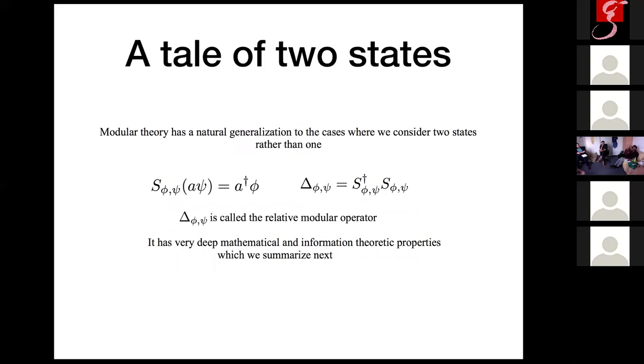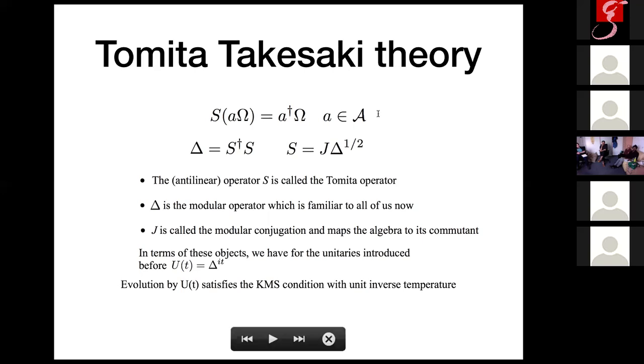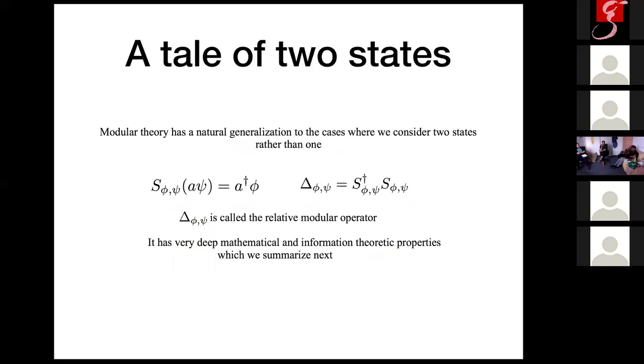This is the reason why everyone these days is interested in these methods. So what you do is, let's say you now have two states, psi and phi, okay? And you basically just do this song and dance again. Instead, you just kick in a different state here on the right side. So instead of saying S A omega is A dagger omega, you say S A psi is A dagger phi.